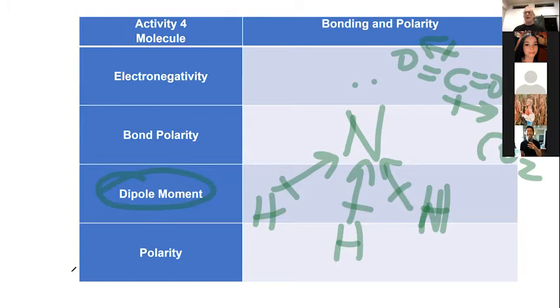So how could CO2 be non-polar when it has two polar dipoles in it? It has two dipoles in it. How can it be non-polar?